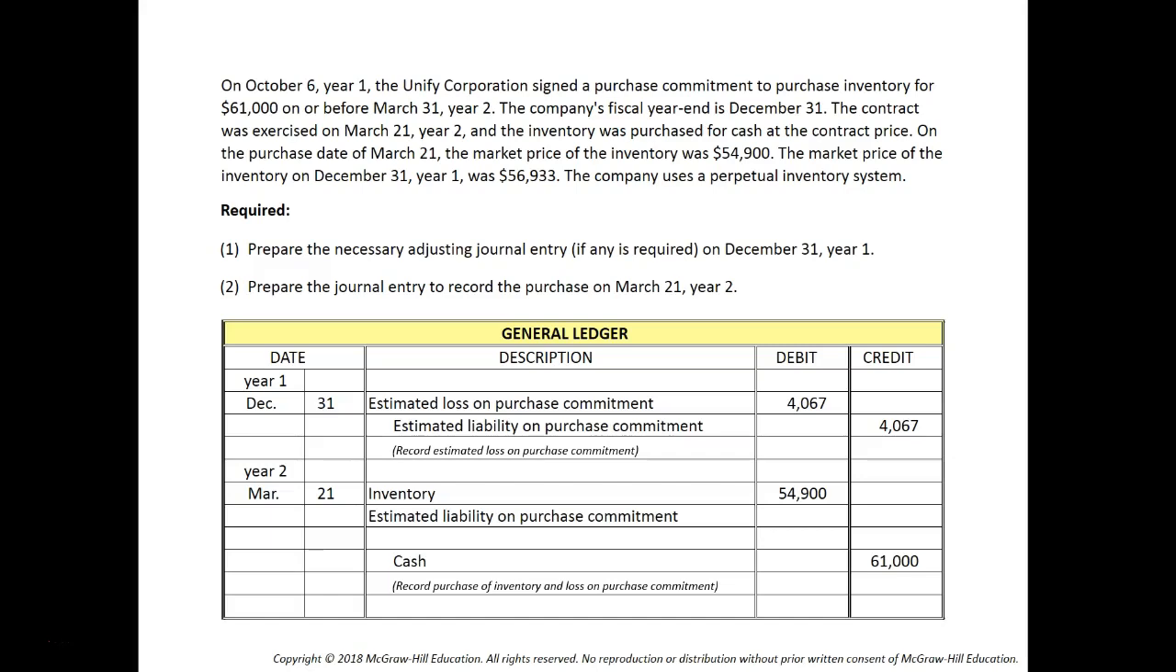Next, in year 2, when we purchase the goods, we will show inventory of $54,900. We will debit our liability for $4,067. We will debit our loss on the purchase commitment for $2,033 and credit our cash for $61,000, which was the purchase commitment.